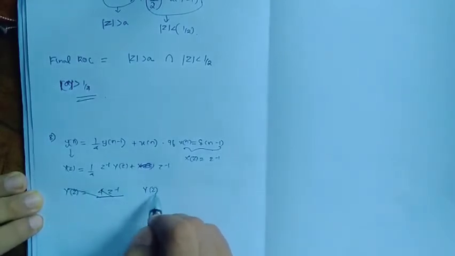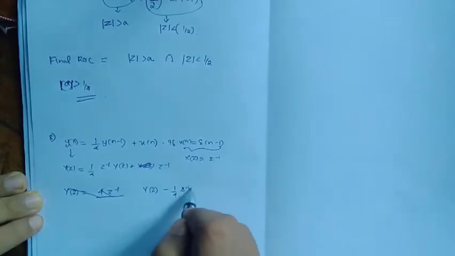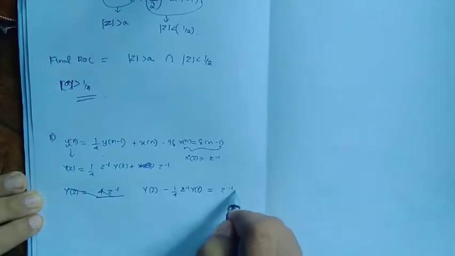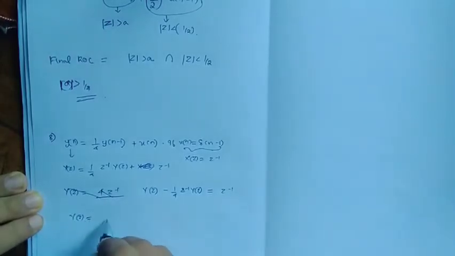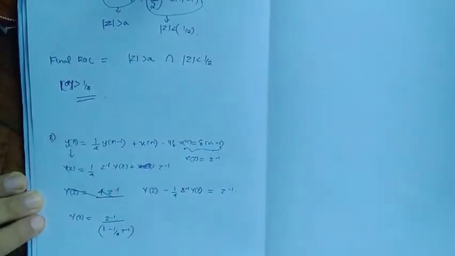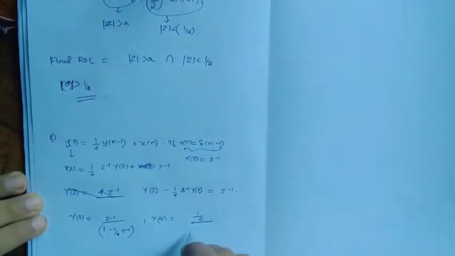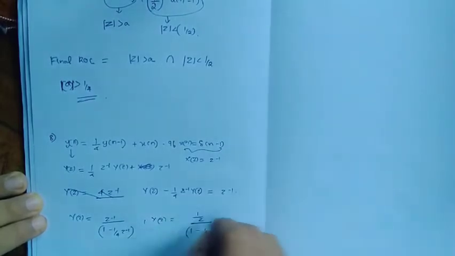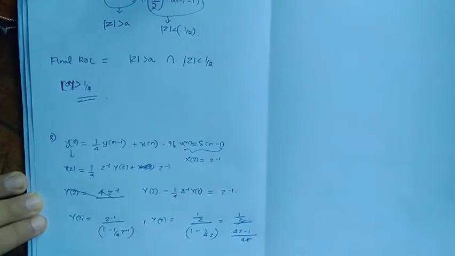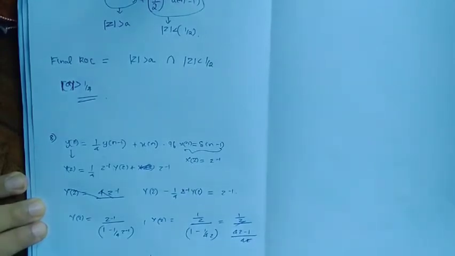From here I'll get Y of z minus 1 by 4 Y of z. I'm simplifying it into Y of z equal to z raised to minus 1 divided by 1 minus 1 by 4 into z raised to minus 1. Right. So that is equal to Y of z equal to 1 by z into 1 minus 1 by 4z. From here we'll get 1 by z, 4z minus 1 divided by 4z, that is equal to Y of z divided by 1 divided by z minus 1 by 4.